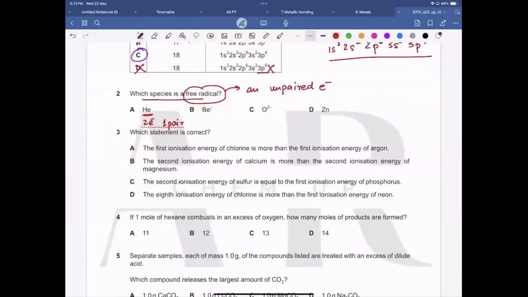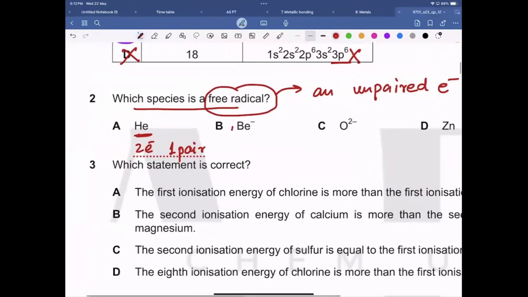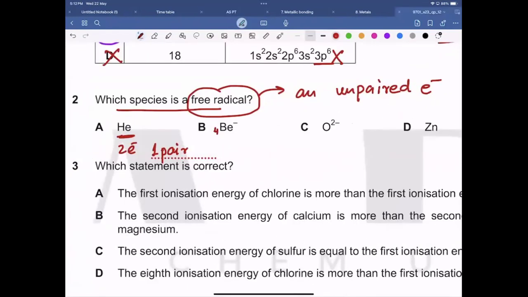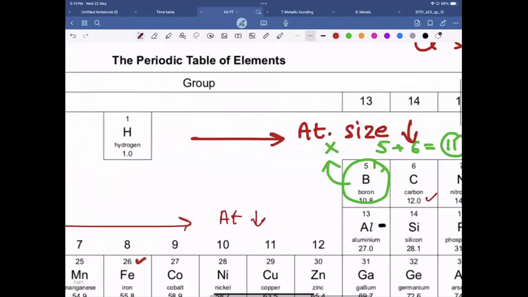But here it's beryllium negative. Beryllium has atomic number 4, so negative means 5 electrons. 5 electrons means 2 pairs and 1 electron. So we are getting 1 unpaired electron over here, isn't it? So that can be our correct answer. So A is not the answer. Now have a look at C.